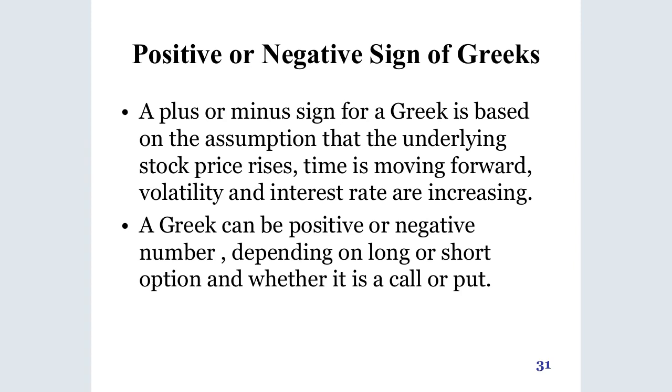Now, also we've got this positive or negative, and on one hand we are saying they cannot be positive, they cannot be negative. Yet on the other hand, we get a plus or a minus sign. What does it mean? It basically means that on the assumption the underlying stock prices rise, time is moving forward, volatility and interest rates are increasing, under that scenario, a Greek can be positive or negative depending on whether you've got long or short, and whether it's a call or a put. So if you've got a long position, typically it is expected to be positive, or in some cases negative also, sorry, in the theta case, and depending on whether it's a call or a put also.